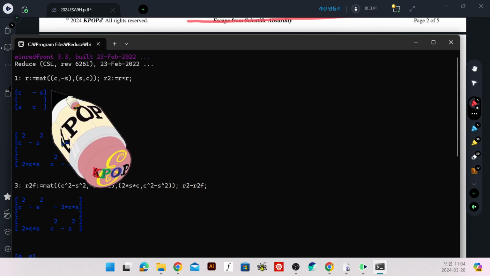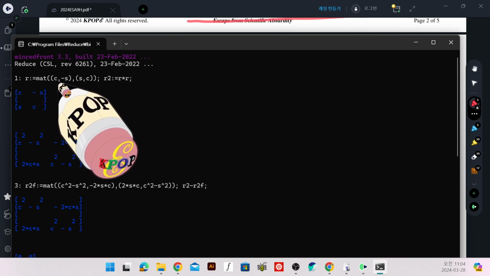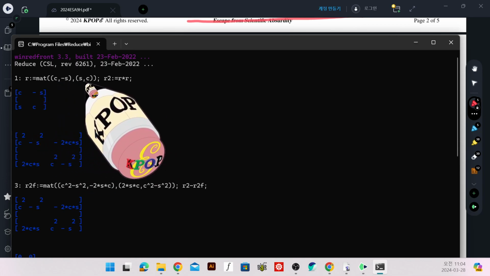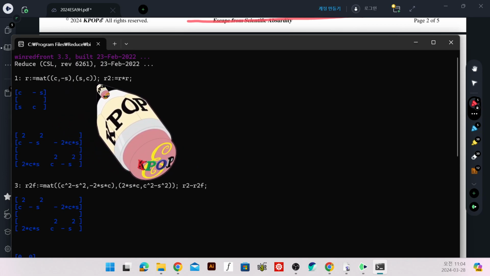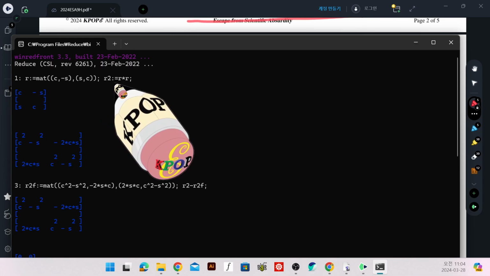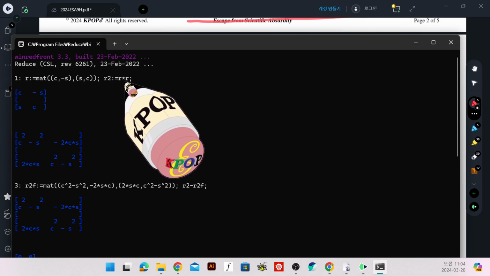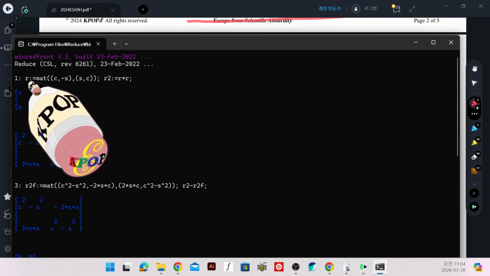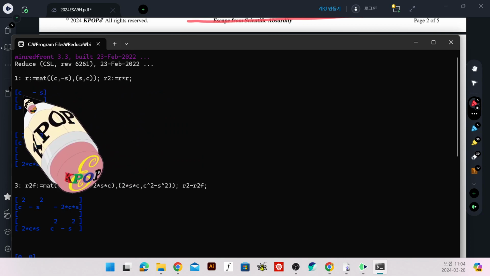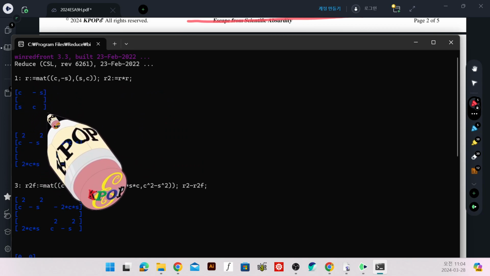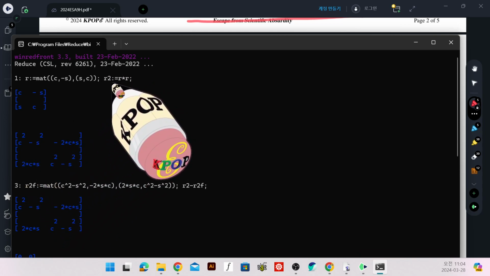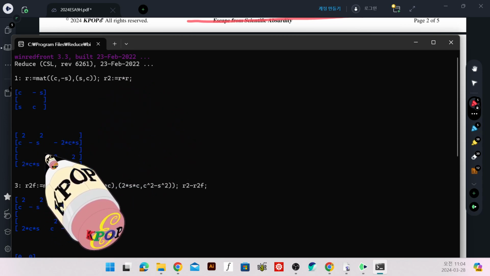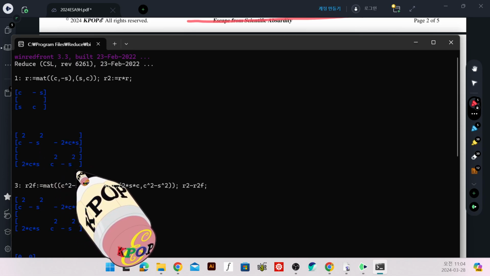So we have defined the rotation matrix: cosine, minus sine, sine, cosine. This is the first row, and this is the second row. R2 then means R squared, this is R multiplied by R. So first, we have R, that is cosine, minus sine, sine, cosine. The second one, I have R squared, that is cosine squared minus sine squared, and so on.